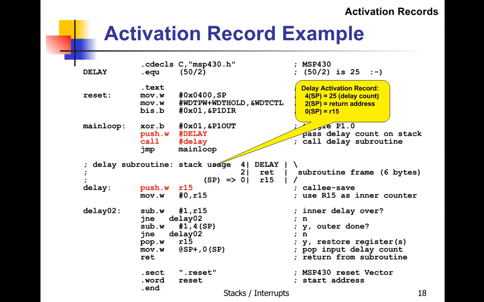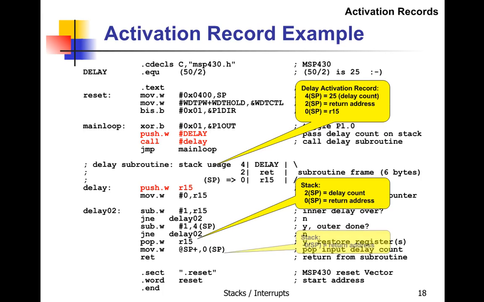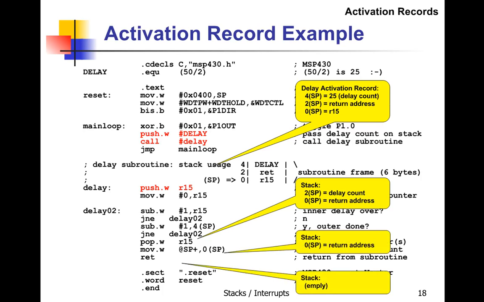So let's look at the little bubbles here to see what they say. Basically, after you pop register 15, you have the delay count and the return address, and then down here you just have the return address, and when you return, you're back to how you were to begin with. So that's an example of the activation records. In this case, the activation records are 6 bytes, and they contain delay, the return address, and the stored value from register 15.